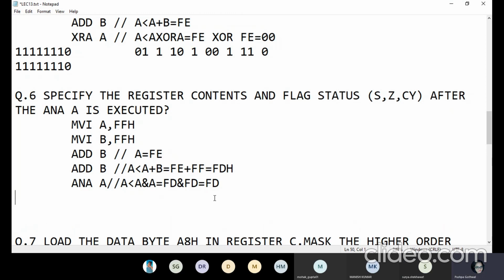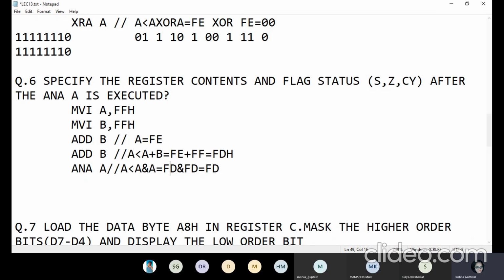So according to that, which flags are affected? Sign, zero and carry. Carry will not be affected in logical instructions. We already told this thing. Zero flag is again 0. Sign flag is affected, and sign is 1 right now because we have an F. Are you getting my point? In a logical instruction, they ask such kind of question. In arithmetic and logical instructions, the flag is very important. In data transfer instructions, no flag will be affected.